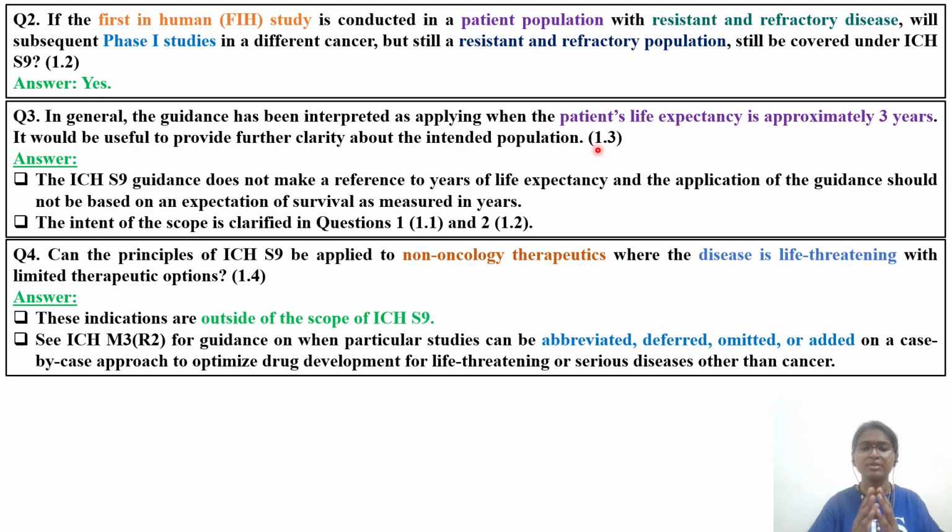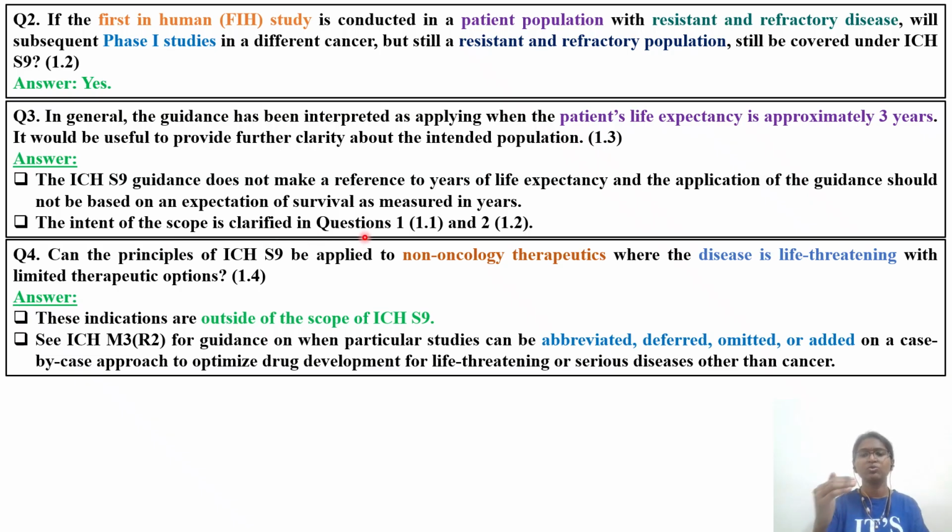Go back, keep the PDF document aside with you and try to read it. The ICH S9 guidance does not make a reference to years of life expectancy. It is like 6 months only, 9 months only, 1 year only. They do not mention an exact number. And the application of the guidance should not be based on expectation of survival as measured in years. The intent of the scope is clarified in question number 1.